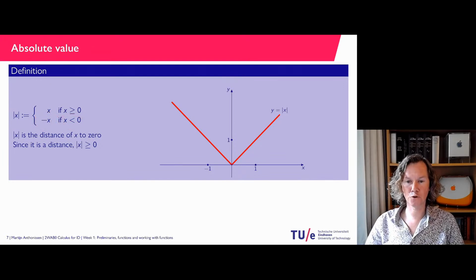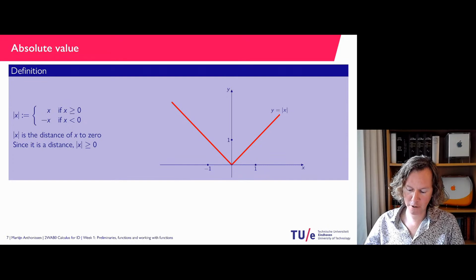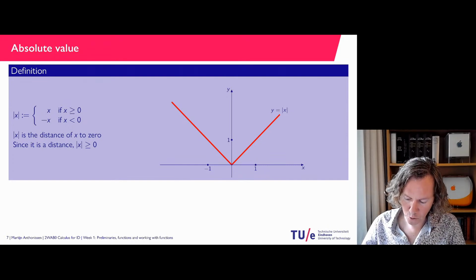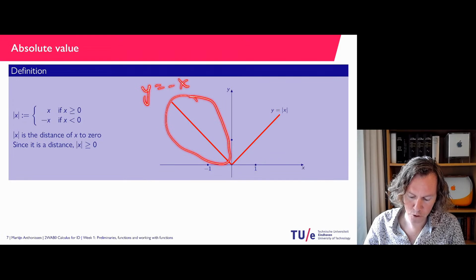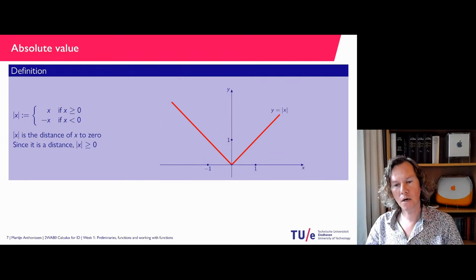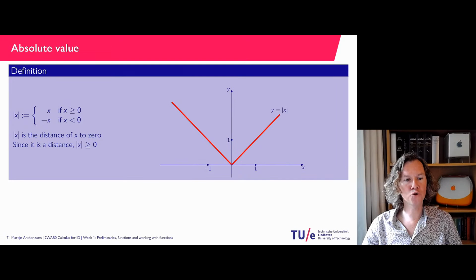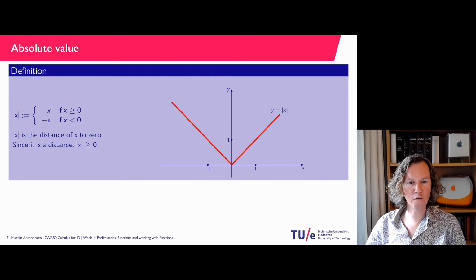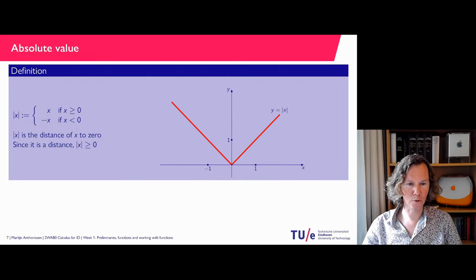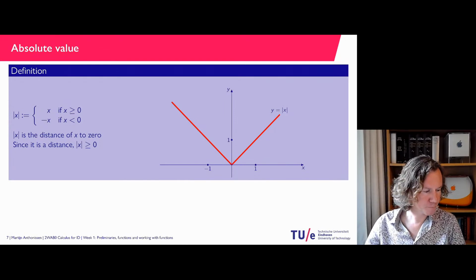So to the right you see the graph. This part here is basically y equals x. And here on the left for negative x, it runs like y equals minus x. And you can interpret this as the distance of a point to 0. And since it's a distance, the absolute value is non-negative.